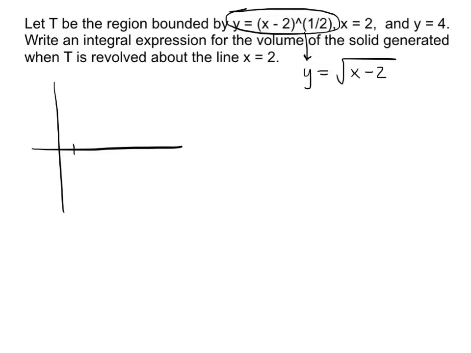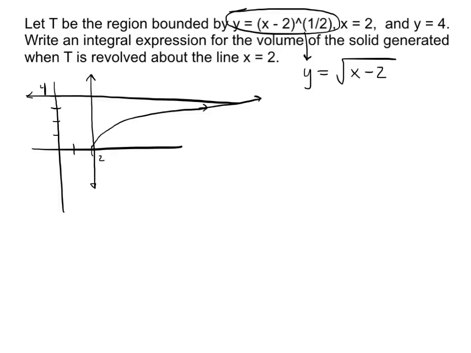X minus 2 means it's been shifted to the right by 2, so you've got a square root graph. X equals 2 is this line. And y equals 4 is this line here. So this is 4, this is 2, this is our x-axis, this is our y-axis. So let's see here. They want an integral expression for the volume of the solid generated when this region is revolved around the line x equals 2. So when we revolve around this line.